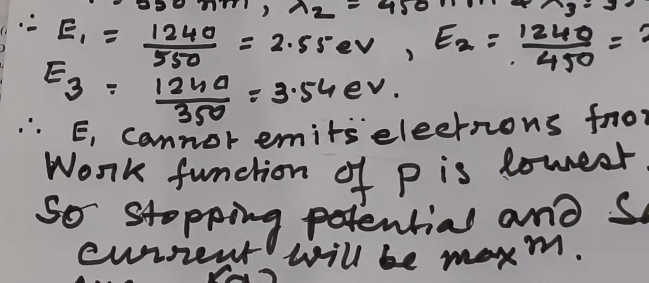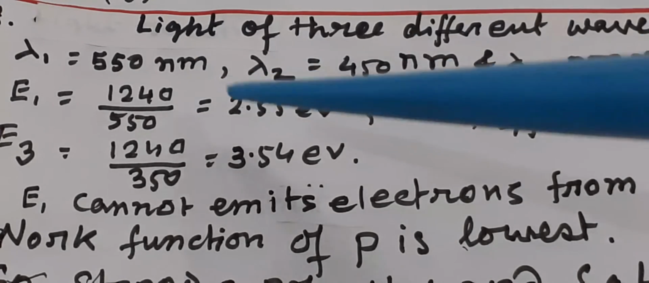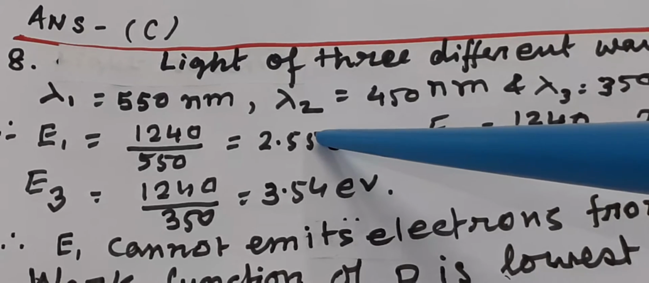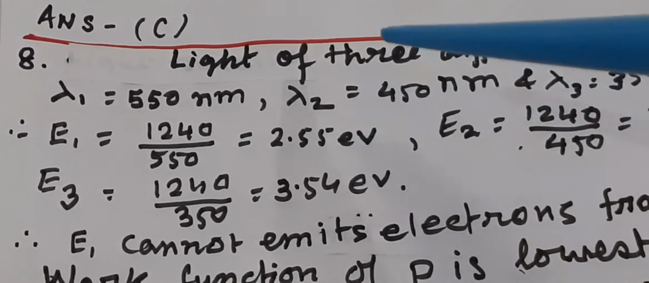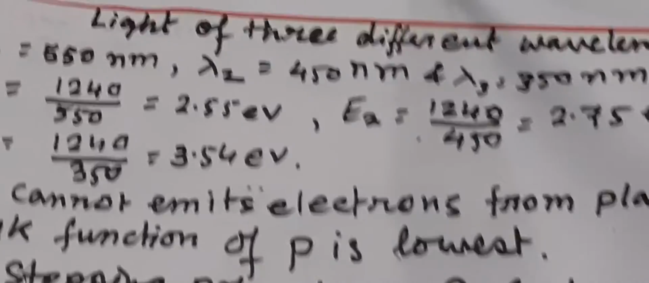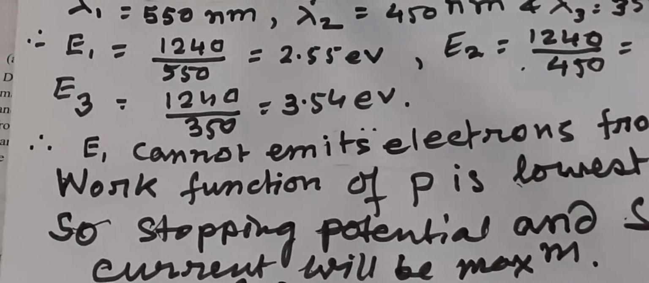That means, according to the work function given here, for P 2 electron volt, for Q 2.5 electron volt, for R 3 electron volt, the energy which is available, 2.55, is not able to eject out an electron from R, but from P and Q it can eject out.